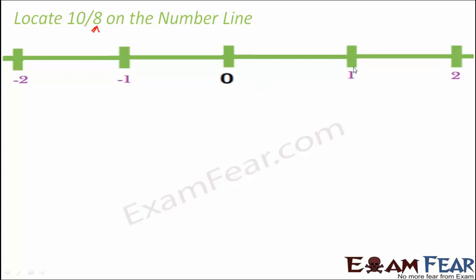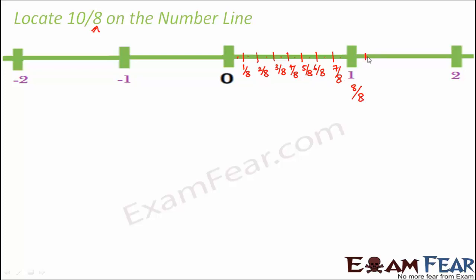So we will divide this region between 0 and 1 into 8 equal parts like this. 1, 2, 3, 4, 5, 6, 7 and 8. So now it has been divided into 8 equal parts. So now what will be this first part? This is just 1 part out of 8 parts. So this would be 1 by 8. This will be 2 by 8. This will be 3 by 8, this will be 4 by 8, 5 by 8, 6 by 8, 7 by 8. Finally, this would be 8 by 8.